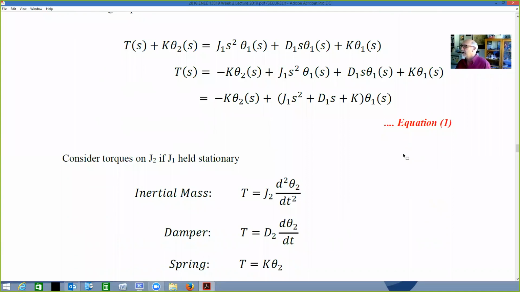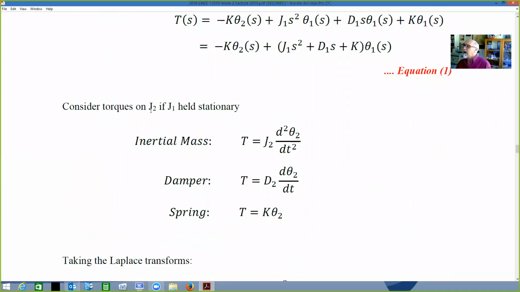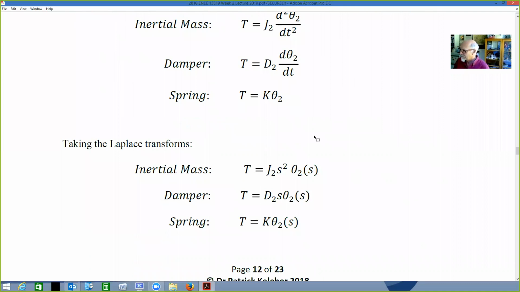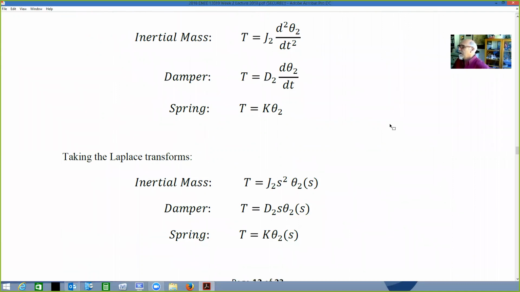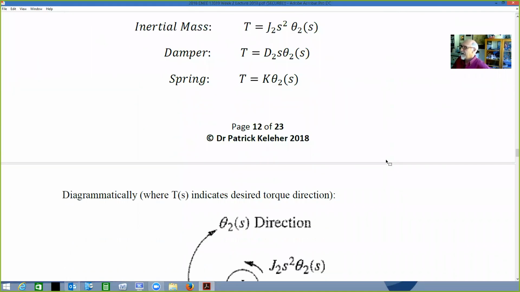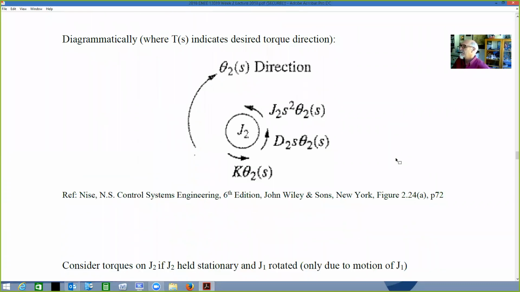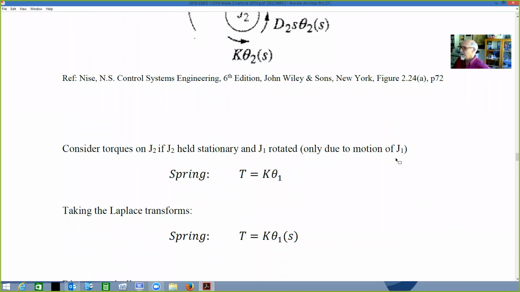And then if we now go through the process again, but hold J1 stationary and see what happens to J2. So exactly the same idea. We've still got a mass, the inertial mass. We've still got a damper occurring, and we've still got a spring. Keeping in mind, we're looking at from the orientation in relationship to holding J1 stationary and see what happens when J2 moves. So we do the Laplace transforms of those particular quantities for our inertial mass, our damper and spring, and then again do our diagrams from the perspective of that particular orientation.